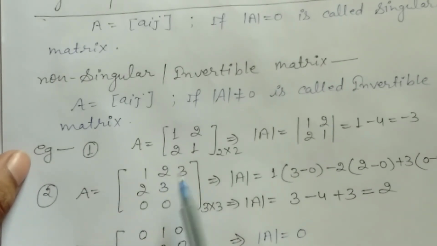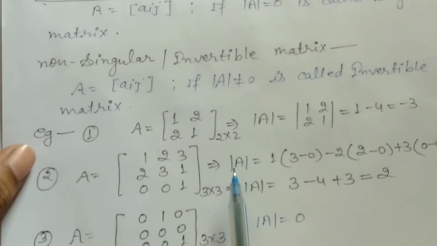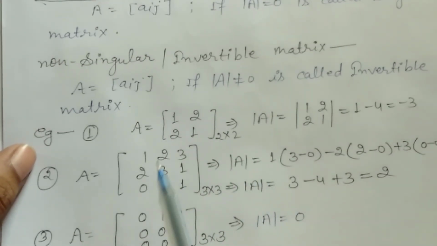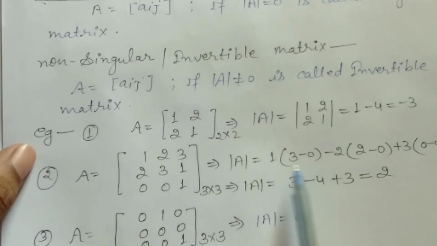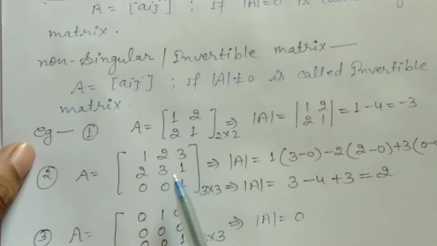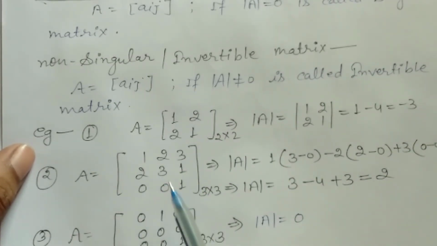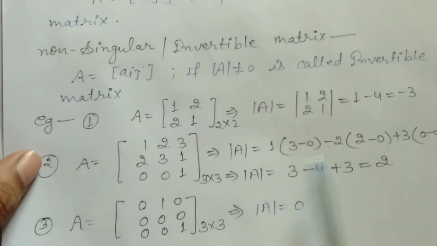A is equal to [1, 2, 3; 2, 3, 1; 0, 0, 1], and we expand its determinant by the first row. For the first element, its row and column are deleted: 3 minus 0; minus 2 times the determinant with its corresponding row and column deleted: 2 minus 0; plus 3 times the determinant with its corresponding row and column deleted: 0 minus 0. Finally, simplify this 3 cross 3 matrix and its determinant equals 2, and finally we see that the determinant of A is not equal to 0.